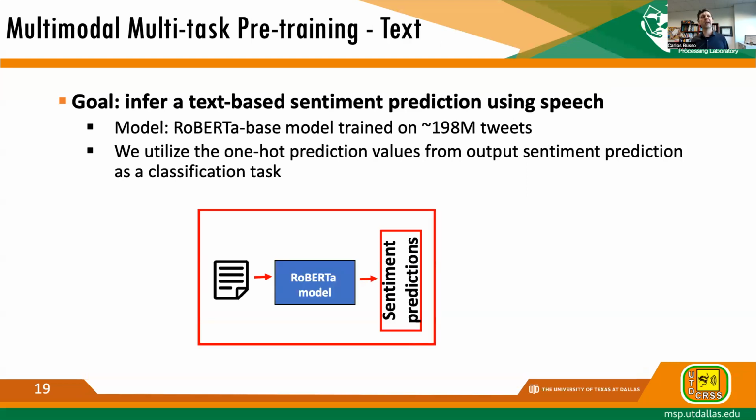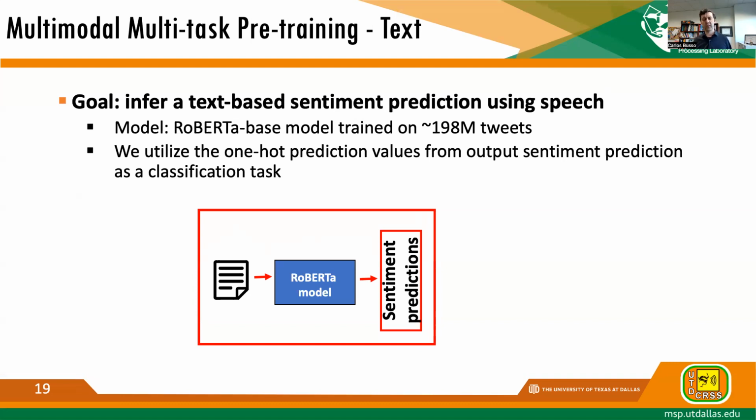The second task has to do with text. We're using here a large language model built on RoBERTa, and what it does is sentiment analysis. We take the audio, look at the automatic transcription, and provide those transcriptions to this model, and the model will tell us whether it has neutral, positive or negative sentiment.